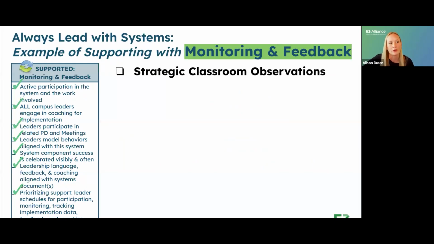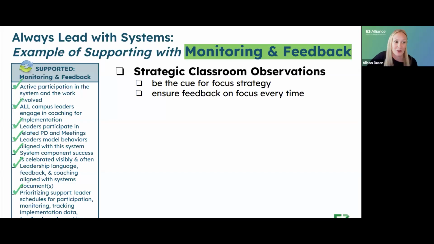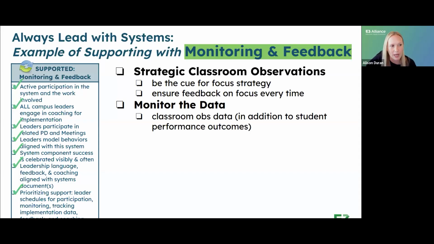Take a look at how you would monitor and give feedback. Looking at this part of the checklist of our systems is really talking about strategic classroom observation, right? Who do we need to go see from the exit tickets, just like Terry was kind of leading on? If you're sorting those exit tickets, you know who has asked for that support. Also, if you're meeting regularly as a leadership team, you know the teachers that are going to need that extra support. So making sure that we provide that consistent feedback and be the cue for that strategy, right?